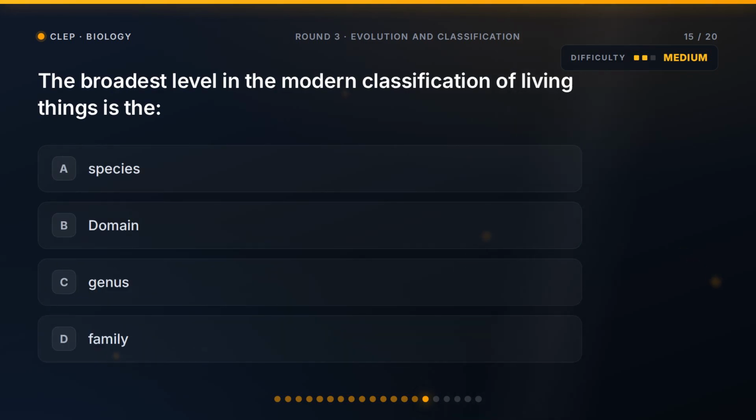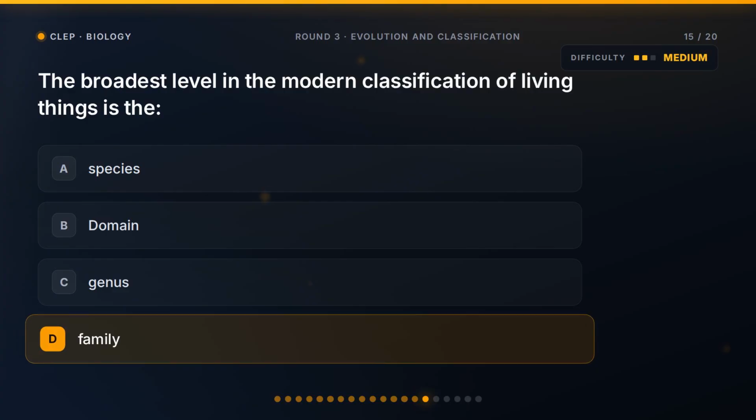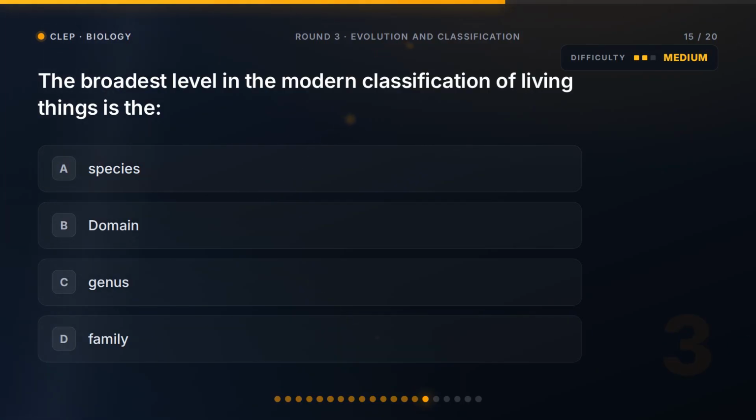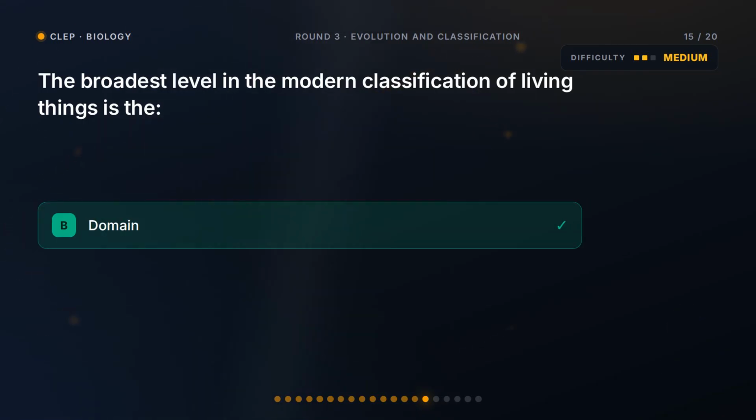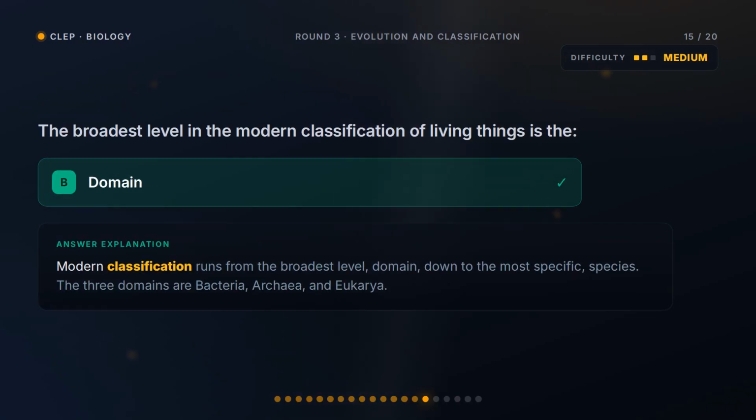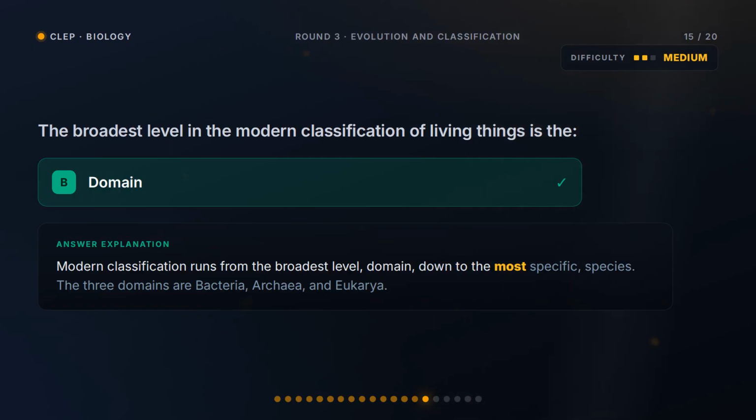Question 15. The broadest level in the modern classification of living things is the A. Species. B. Domain. C. Genus. D. Family. The answer is B. Domain. Modern classification runs from the broadest level, domain, down to the most specific, species. The three domains are bacteria, archaea, and eukarya.